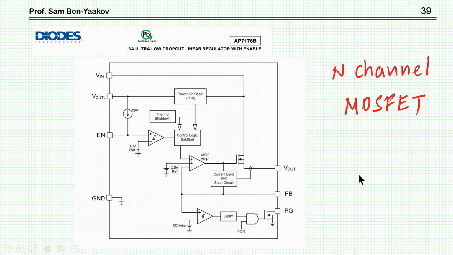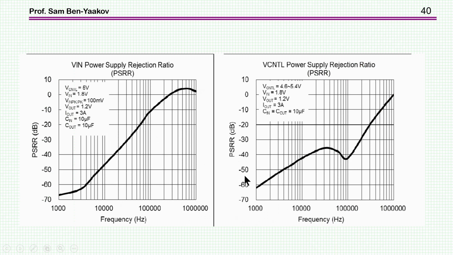And here it is. Now, here is the unit now with an N channel. This is the N channel, and it has two inputs, one for the power and one for the control. Okay, and here's the output with this transistor. So what about the power supply rejection ratio? We have now two types of power supply rejection ratio. We have the power input, Vin, and then we have the control input.